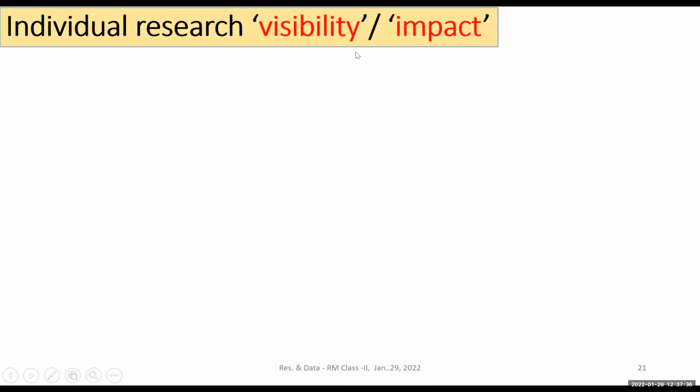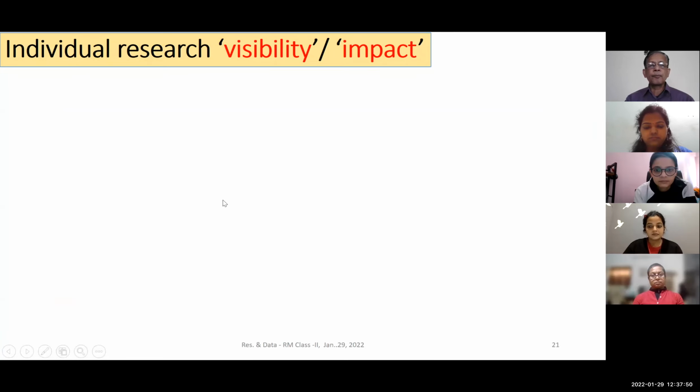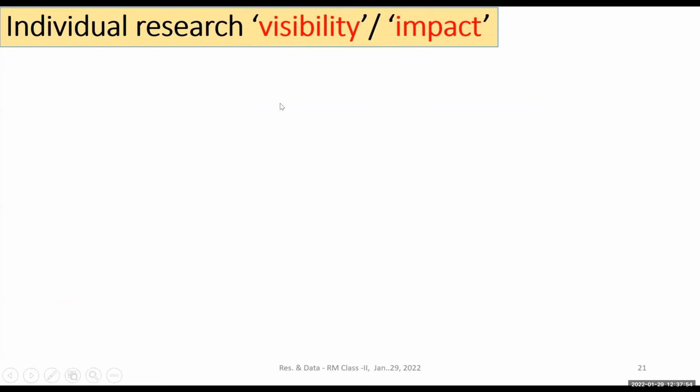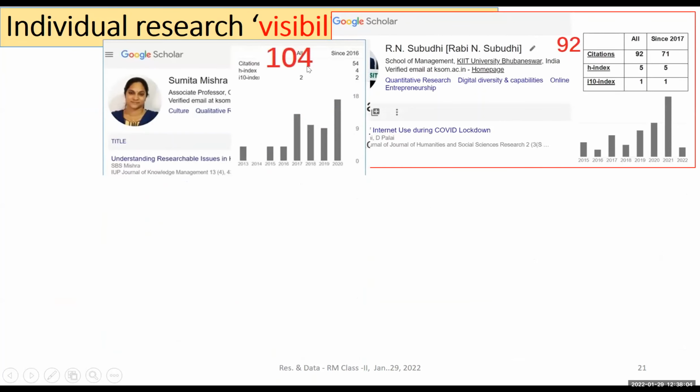Now coming to individual research impact, I have collected data last week only. This is my one way of doing things, but you can suggest me some better idea. If I consider my research vis-a-vis others' research, I have got a small contribution. Say, for example, so far I have got 92 citations only. If I compare with my younger colleague, Sumita, she is better than me, and she has got till last week 100 plus citations.